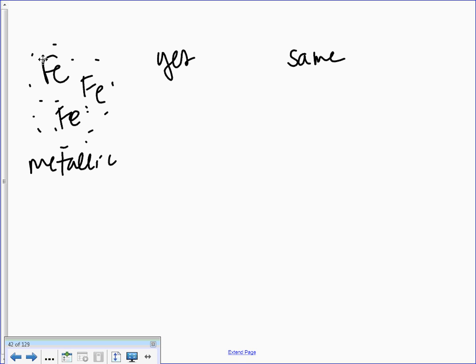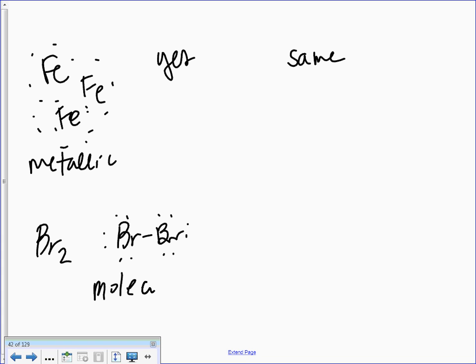All right, what's the next one? Liquid bromine. What does that look like? Lewis dot. Okay, so octet everywhere. So that's a molecule. Is it a polar or a nonpolar molecule? Why is it nonpolar? Right, so there's zero electronegativity difference there. So it's a nonpolar molecule.